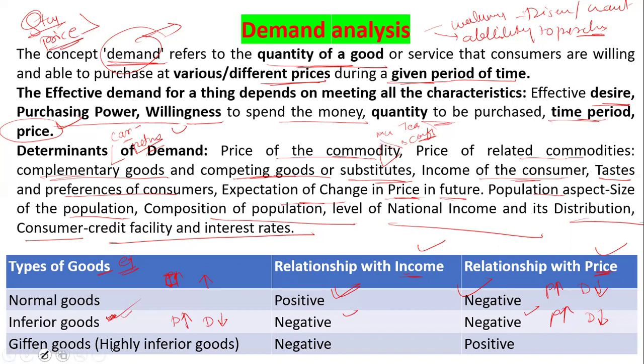Then for Giffen goods, which are highly inferior goods, they have a negative relation in the case of income, but a positive relation with price. Why the positive relation? In the case of Giffen goods, this is an exception to the law of demand. If the price of the inferior goods increases, demand for them also increases. If the price decreases, demand also decreases. So Giffen goods have a positive relation. Sorry, yes, this is a positive relation.